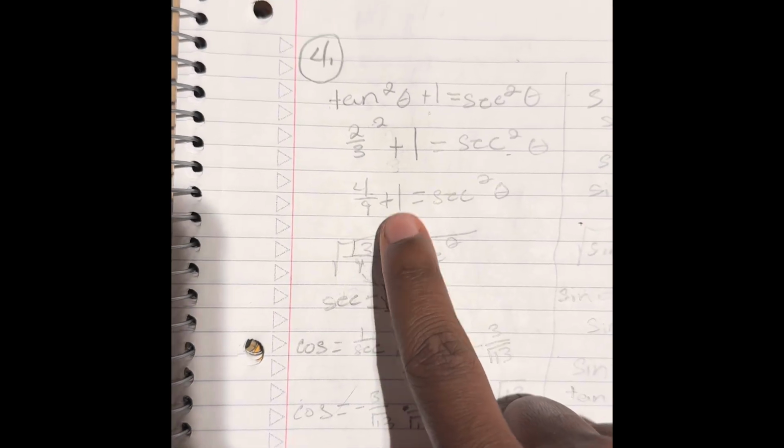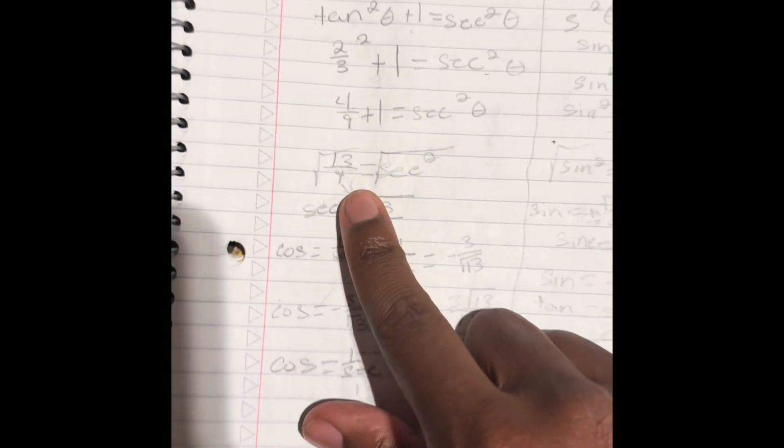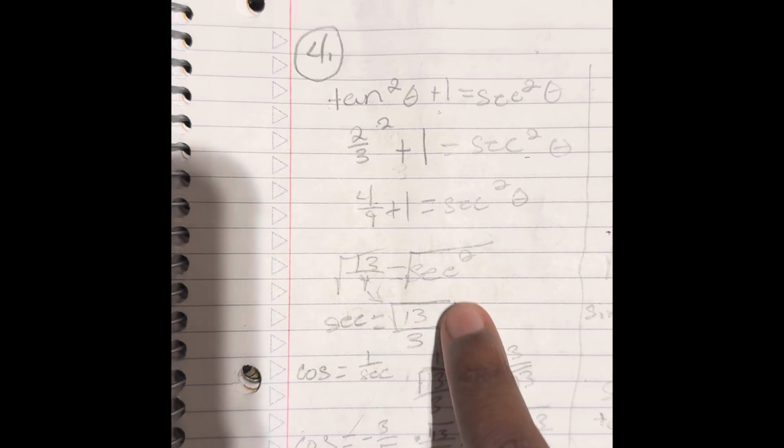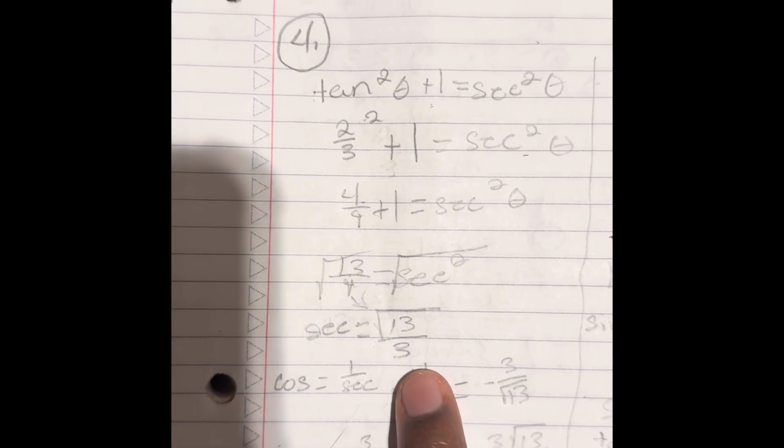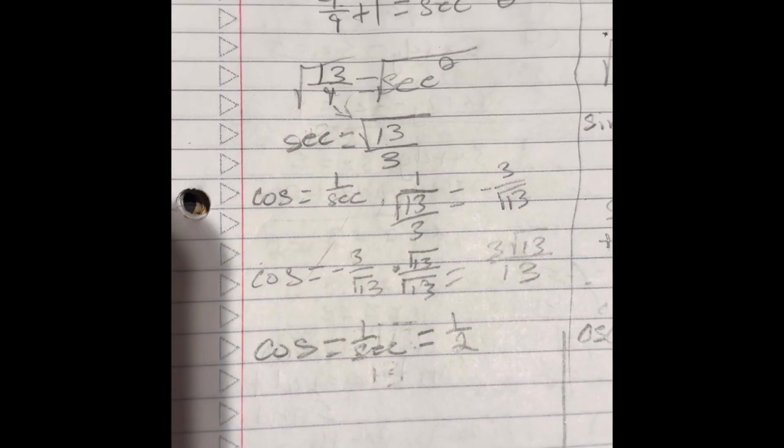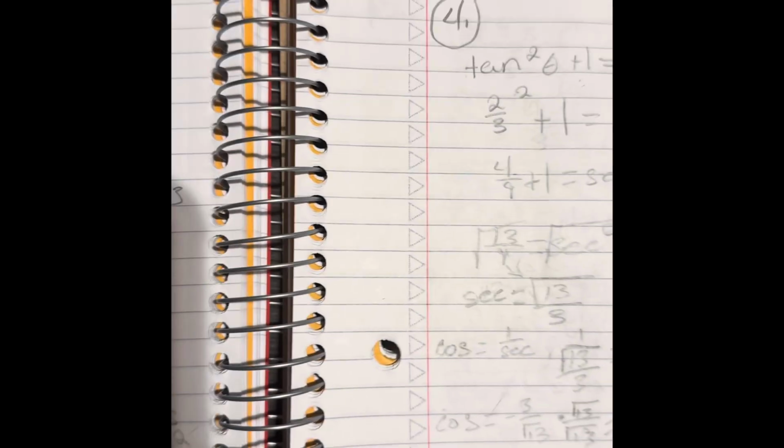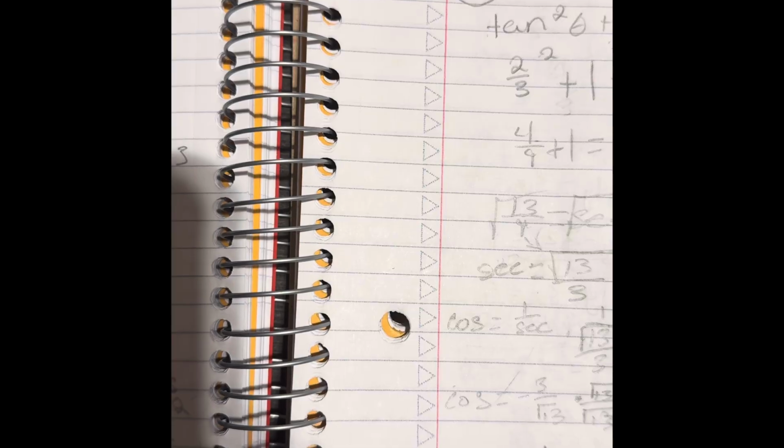Then 4 over 9 plus 1. Did that as well. Then we square rooted it because of the secant. 13 over 9. Then we square rooted the 9, but we couldn't square root the 13. Then that equals the secant equals square root 13 over 3. Our objective was to find cosine, which is 1 over secant, and then we flipped it, 13 over 3, and then we got some cosine.